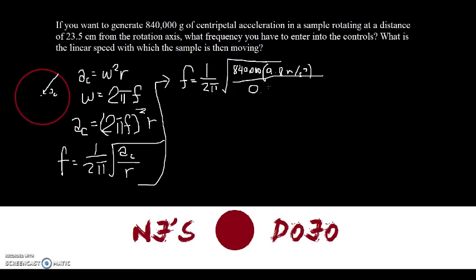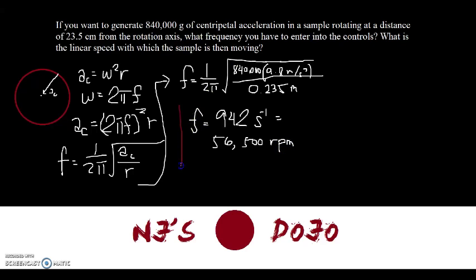So it would then be 0.235 meters. Okay, so now that we've got that, we can calculate frequency as 942 seconds to the power of -1, and as you convert it to RPM, rotations per minute, that would be equal to 56,500 RPM.